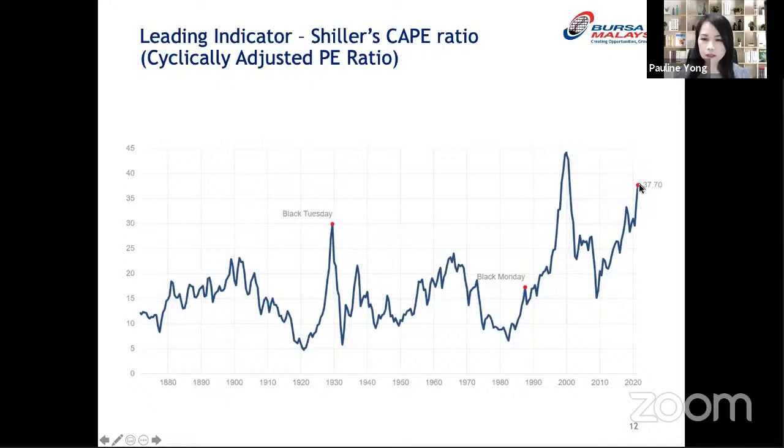Okay, you Google, then you can see that it's the latest figure, 37.7. And when was the last time we had such a high figure? If you can see, it was the 2000 dot-com bubble. Okay, that was the time. The Black Tuesday and all these were much further away. We just look at the most recent one, which was the dot-com bubble over here. So that means what? That means currently it shows you that the US stock market is overvalued now.